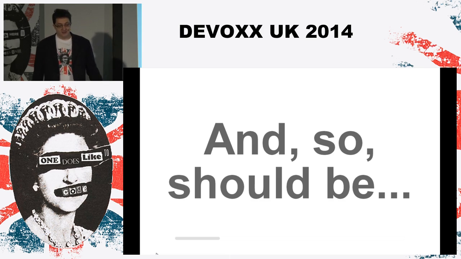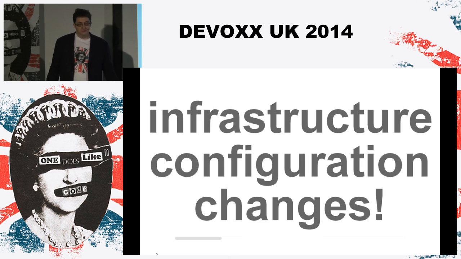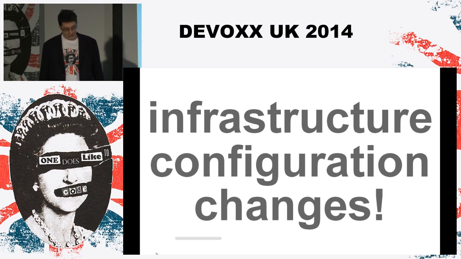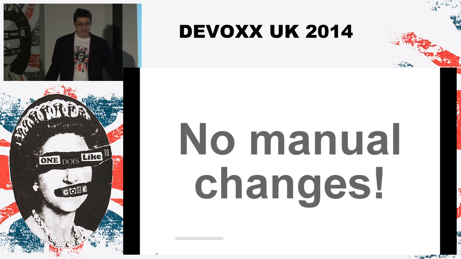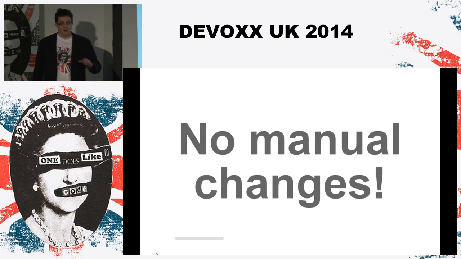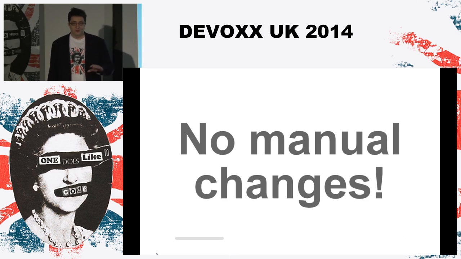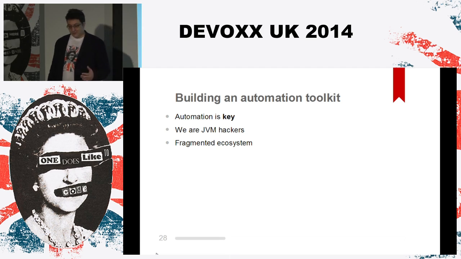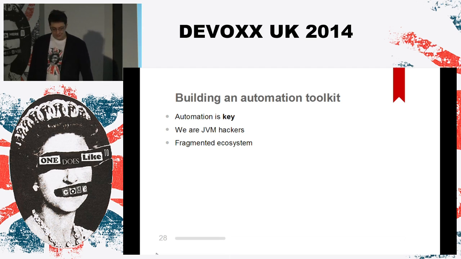So deployment is automatic, and so should be infrastructure configuration changes. There's no excuse to not do that automatically as well. There should be no manual changes. So in a normal delivery process, all the changes getting onto the environments should be automatic, and that's how you achieve the automation level, and that's how you probably help your DevOps initiatives inside your organization.